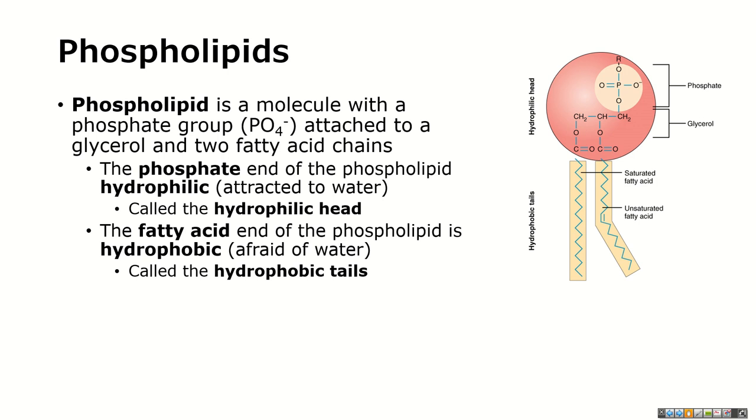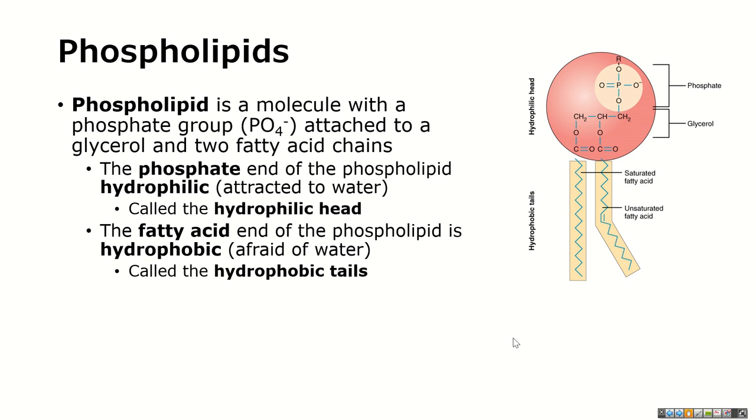But what I do want you to know is that the end of the molecule that has the phosphate group is what we call hydrophilic. Philia means love. So this side, which is the red ball in this diagram, this side of the molecule is hydrophilic. It loves water. Hydro means water. The other side, the fatty acids, they are hydrophobic. Hydro meaning water and phobia meaning fear. So they don't like water.